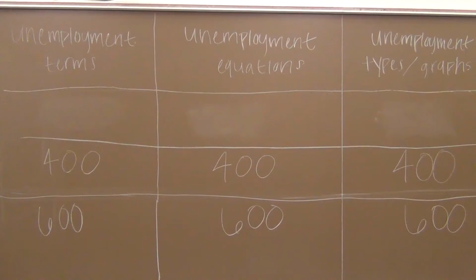Okay, everyone, that completes our first round. All of the players are tied right now at 200 points. With 2 rounds left, we'll see how things change. Shira, since you went last, you get to go first this round. Okay, let's see. How about unemployment types and graphs for 400?